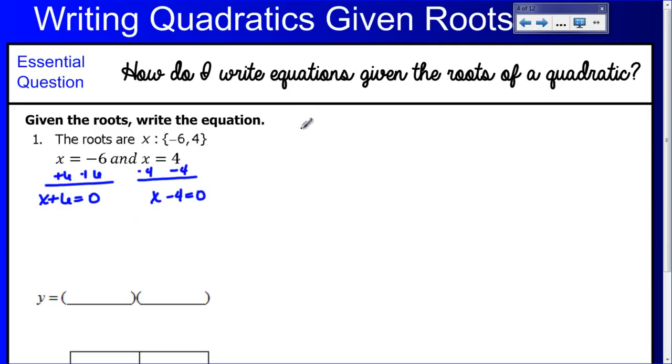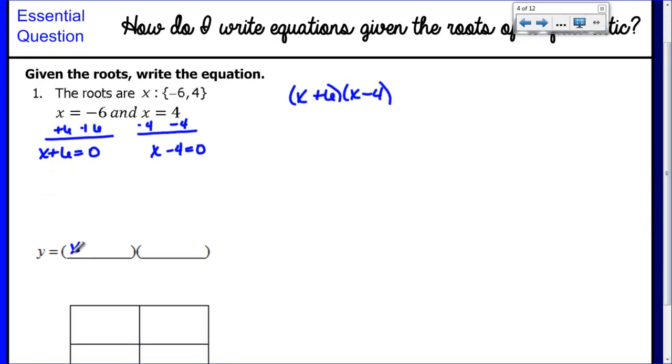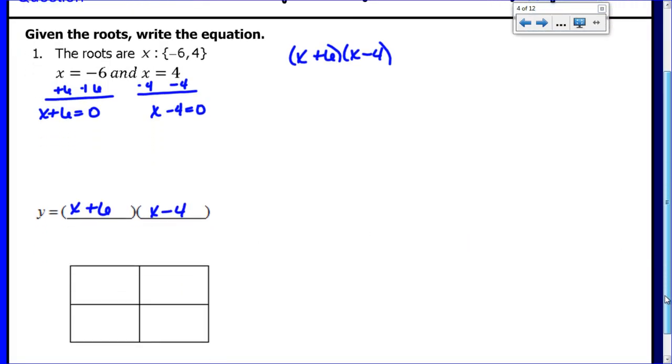So my two factors for my quadratic are going to be x plus 6 and x minus 4, which is where I have a place down here to write them. So I have x plus 6 and x minus 4. Now there are two ways to approach the multiplication of these.